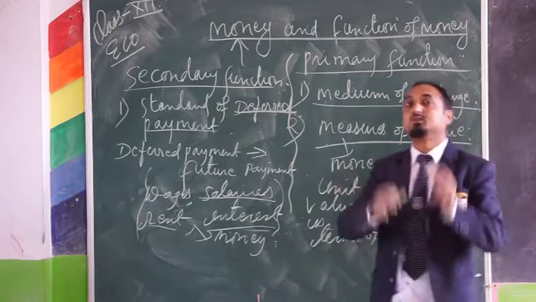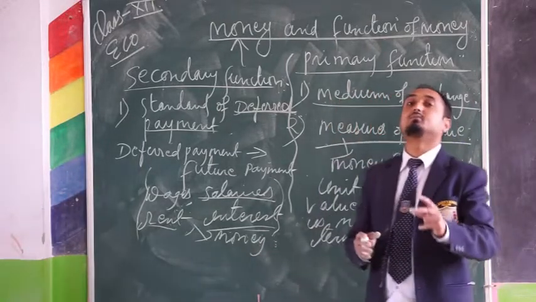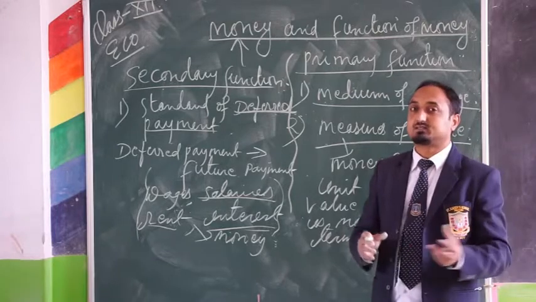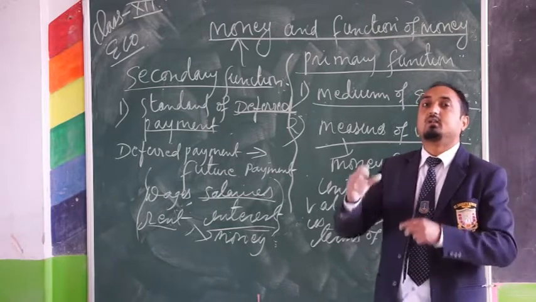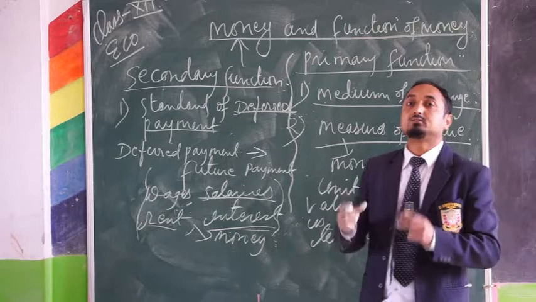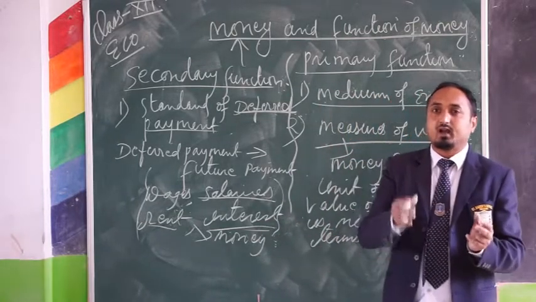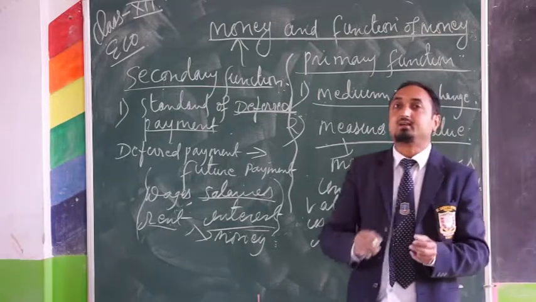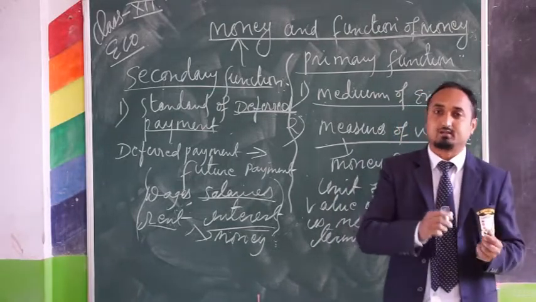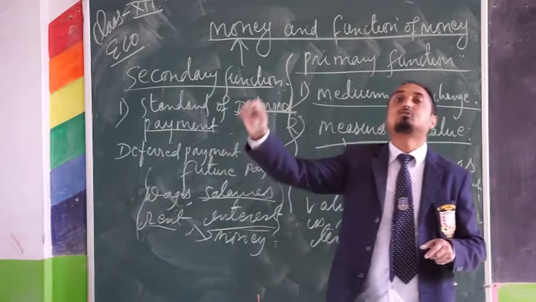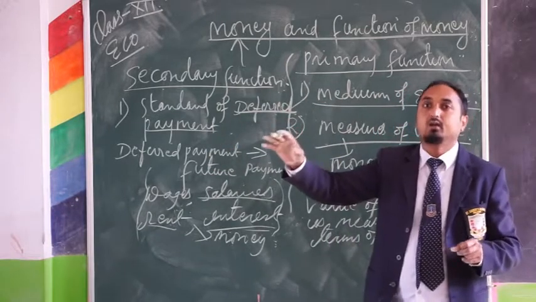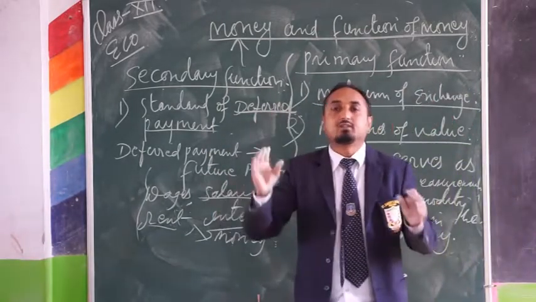And that was one of the difficulties in the barter system. In the barter system, future payment was not possible. Suppose I have taken 5 kg of rice, when I return that rice, it should be of the same quality. Everything should be the same.